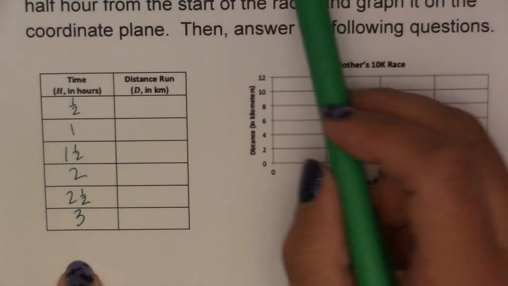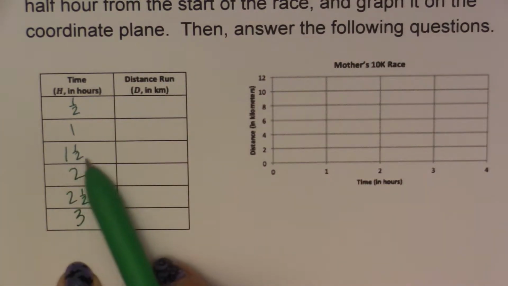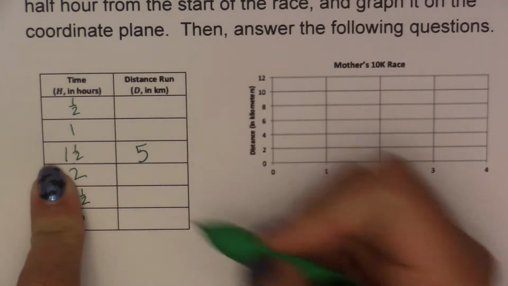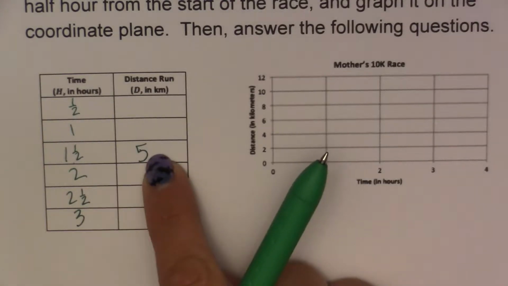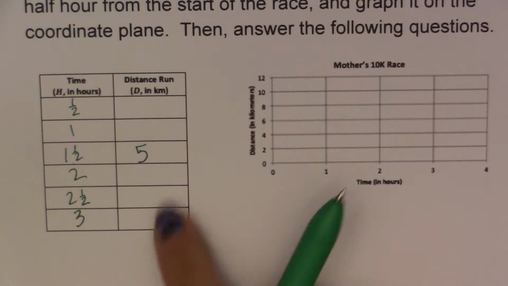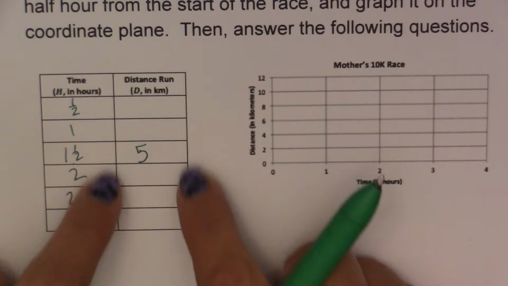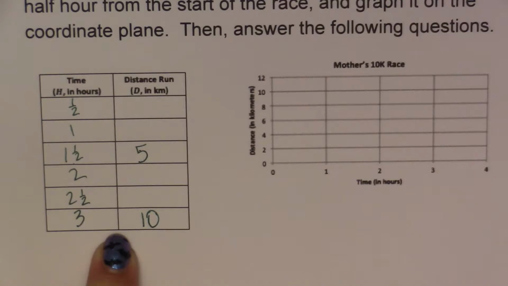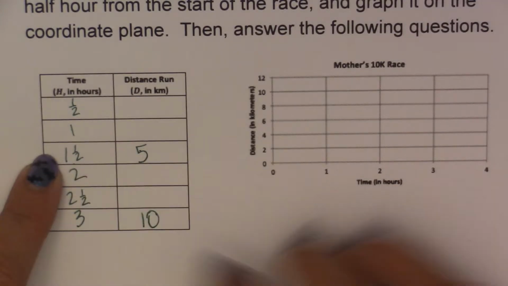And they also told me that his mother ran a 5K race with a time of 1.5 hours. So I know at 1.5 hours, Sam's mom can run 5K or kilometers. Now I'm going to use this information and see what I can fill out here. I know if she runs for double the amount of time, she would run double the amount of distance. Now I'm going to use this information and I'm going to divide so that I can figure out what my unit rate is, or for every one.